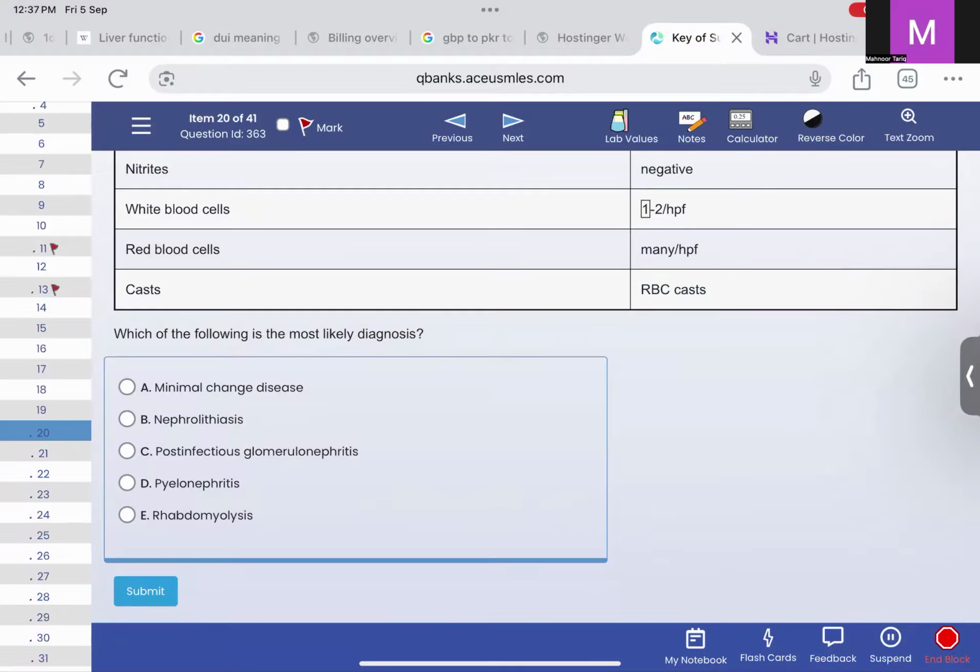We don't have fever, nephrolithiasis pain, or white blood cells, and we don't have proteinuria, so we are excluding minimal change. What about rhabdomyolysis?